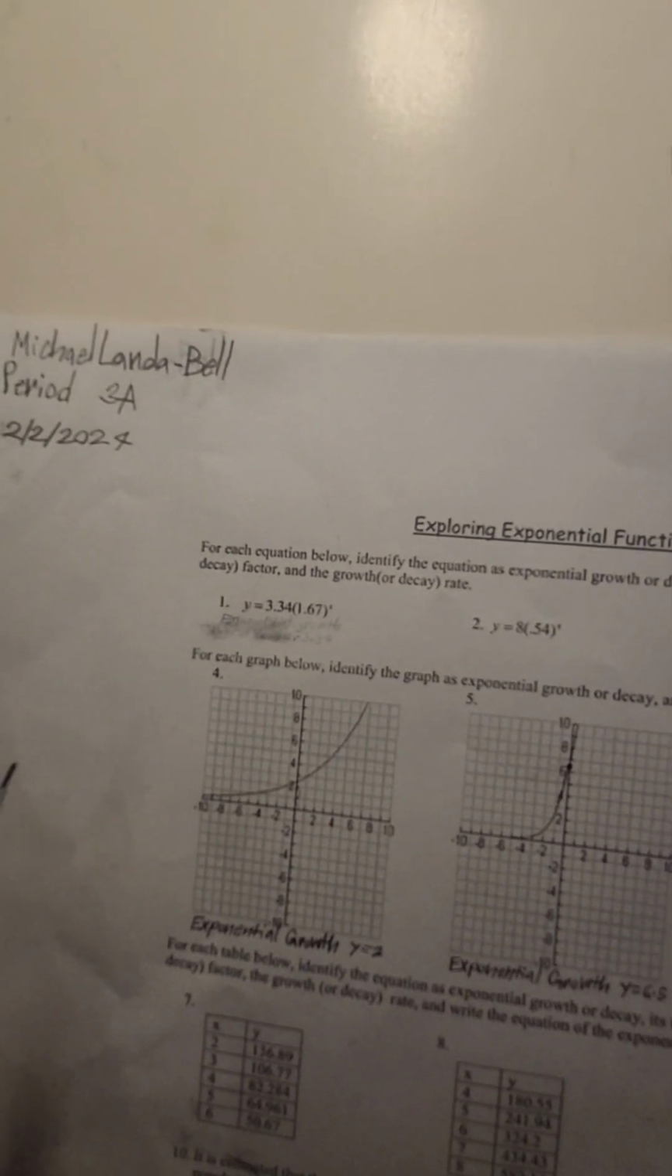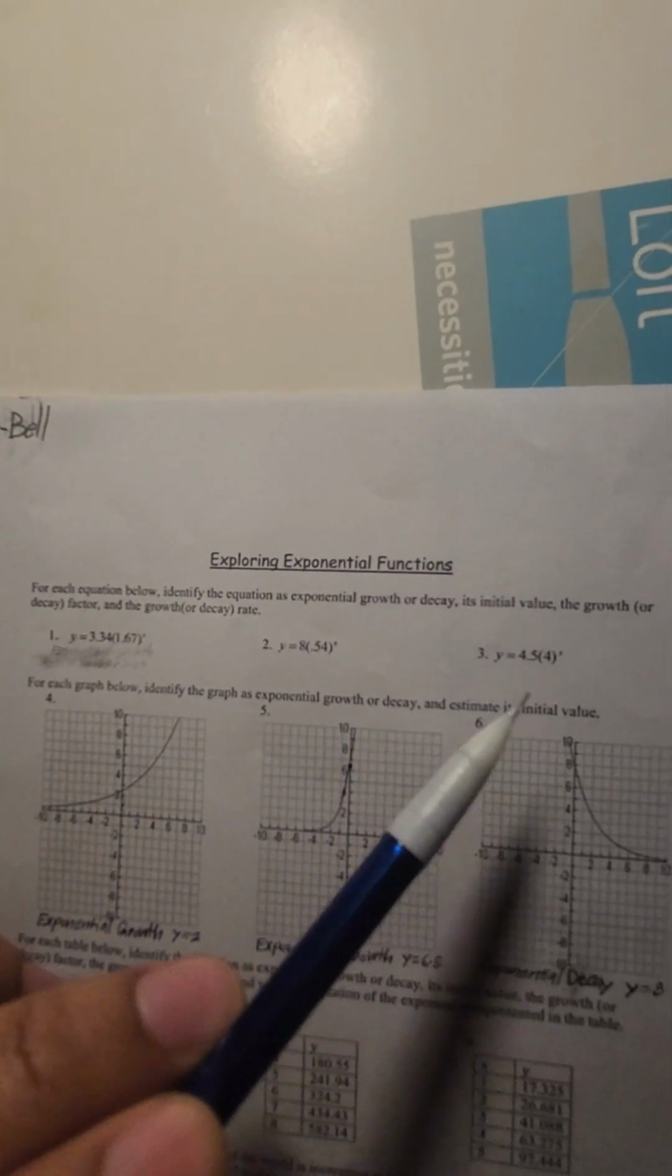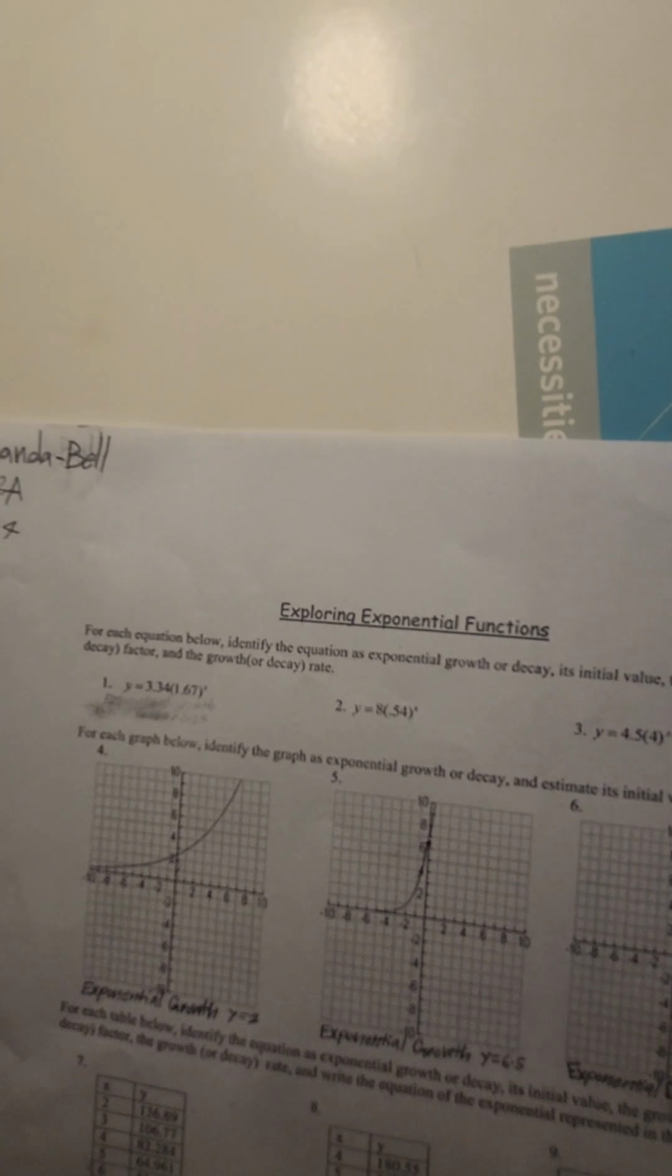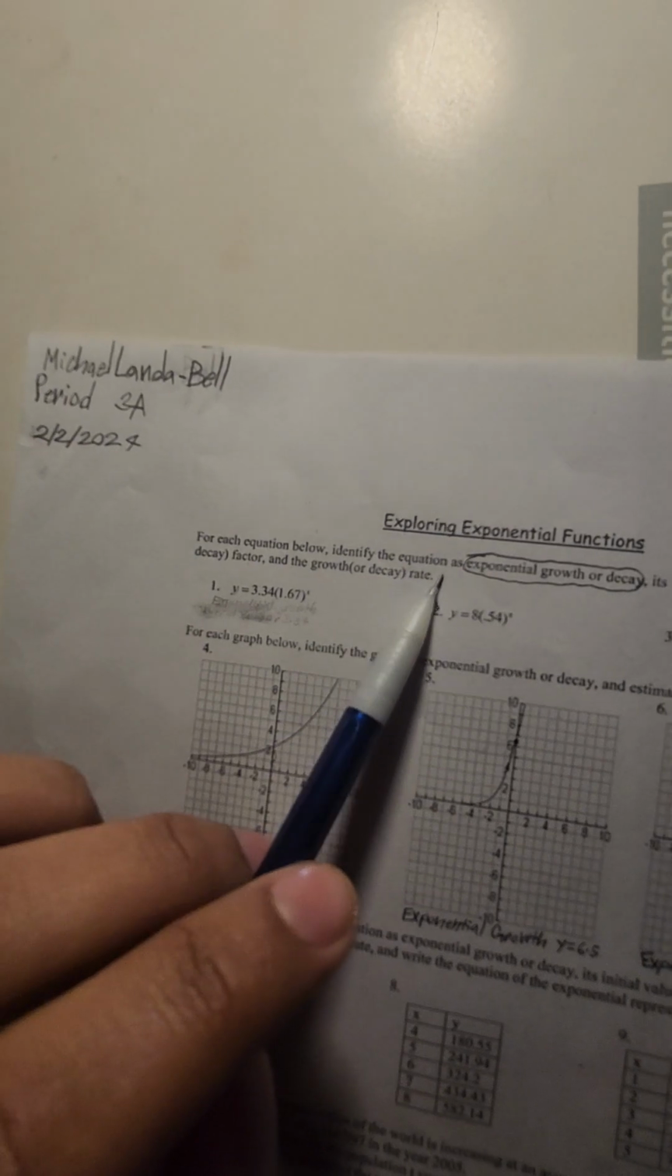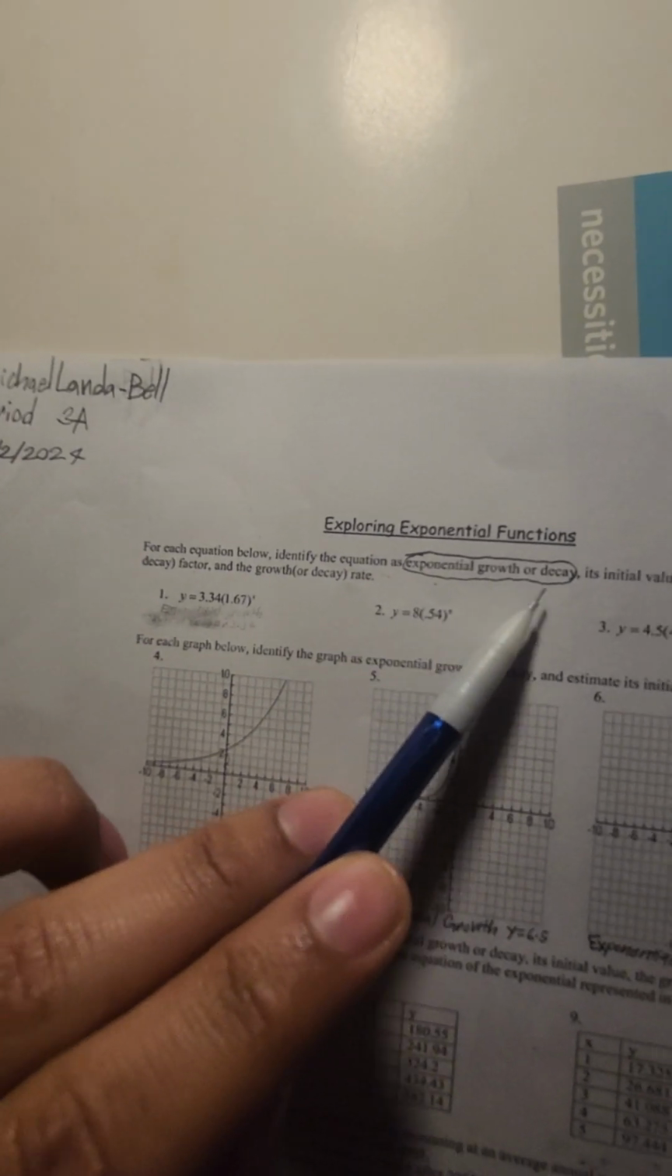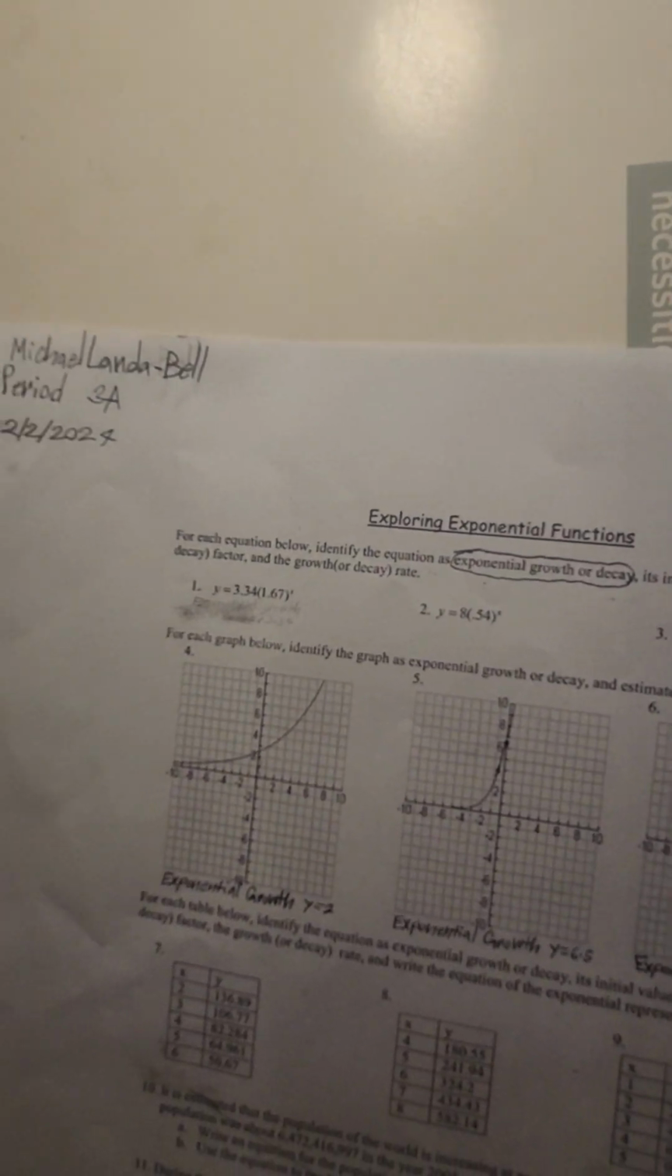All right, so we're starting off with these first three. Basically, we're gonna start with this one first, right? We're finding the exponential growth or decay. So right here it says, for each equation below, identify the equation as exponential growth or exponential decay. So the way we find this is, well, they give us two different numbers.